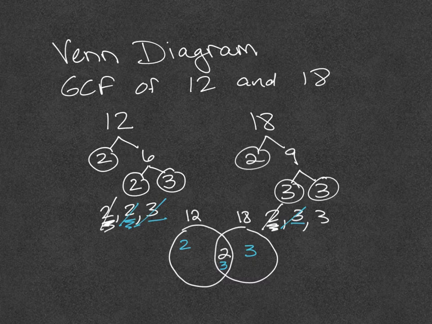And then once you have done that and found out which are shared and which are not, the area that you're going to pay the closest attention to is this shared section right here. That is what's going to give us our GCF. So we're going to multiply together the shared section to get our GCF of 6. So that's another way that you can do that.